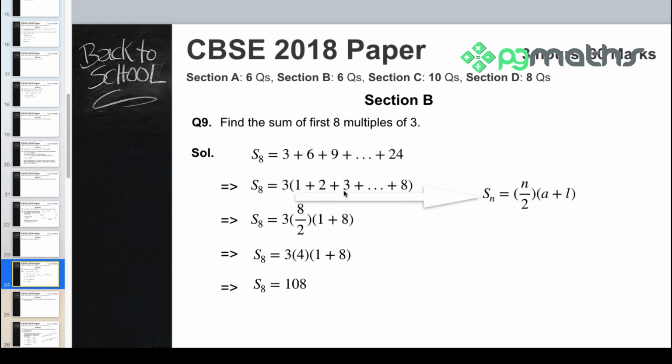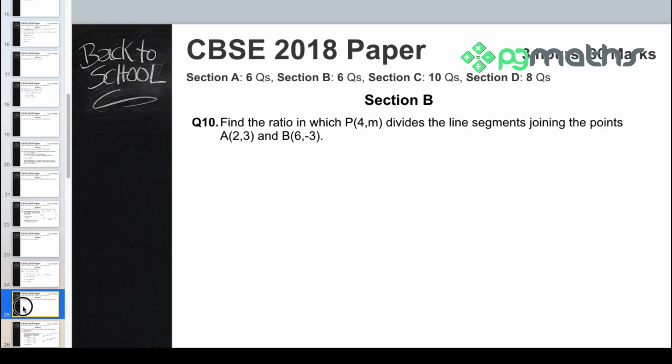Okay, now if we leave 3 apart and use it here, this is an AP, and if we know the first and the last term of an AP, it is always advisable to use this formula to calculate the sum of the AP. This is n by 2 times first term plus last term. So here n, which is the number of terms, is 8. So we will use 8 by 2, 1 plus 8. This is 3 times 4 times 1 plus 8. This is 3 into 4 into 9. 12 into 9, 108. Next question.